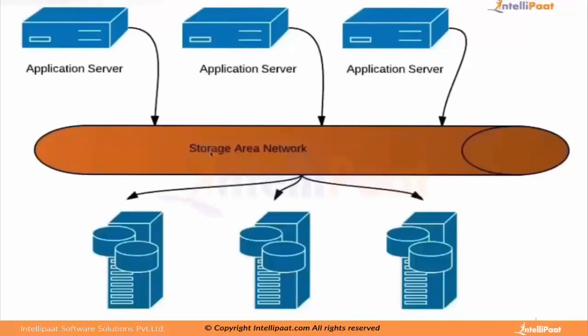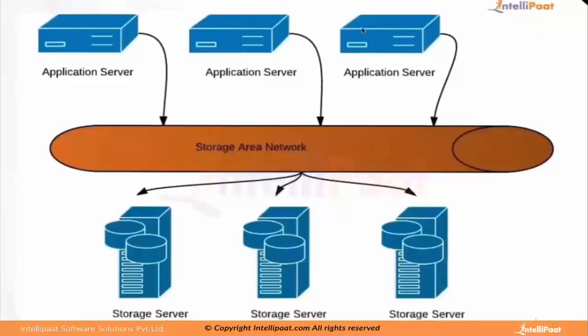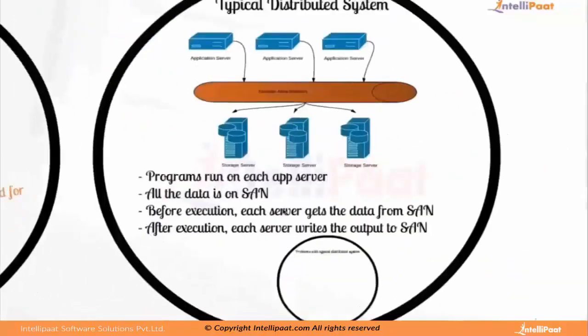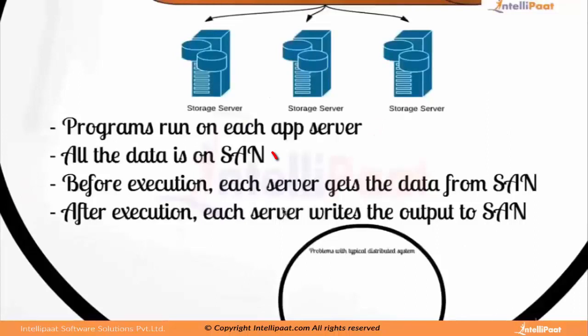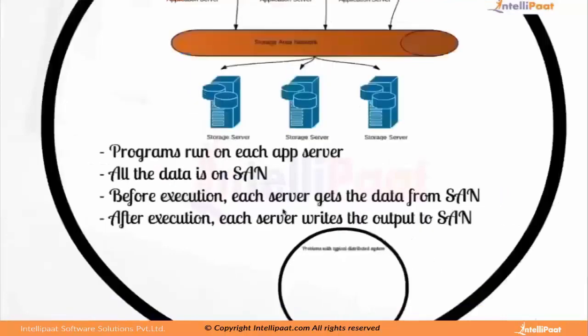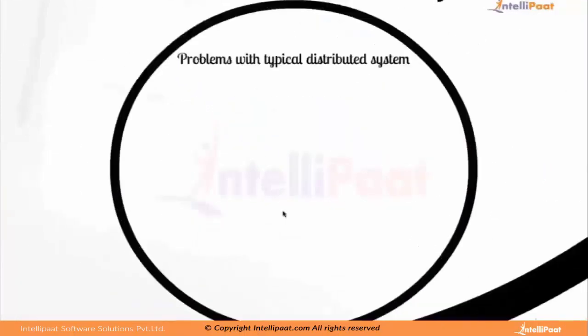Now if you have 50 terabytes of data, each server would pick up 1 terabyte of data, process it, write back, process it, write back. That's how it works. Each guy gets his share of data, processes, writes back, and the world was working. The program was running on each app server, all data was on SAN. Before execution, each server gets the data from SAN, and after execution, each server writes the output to the SAN. Now this approach had certain problems.